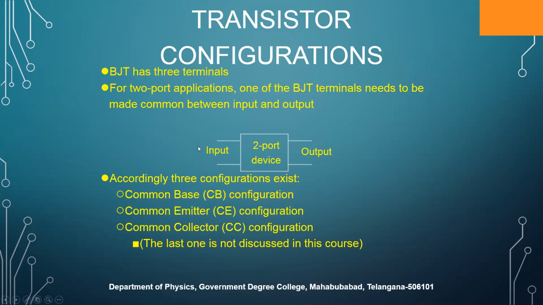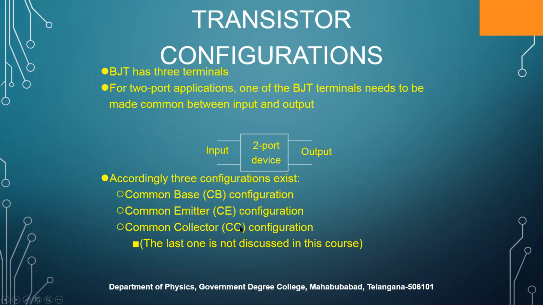We are not going to discuss the last one, because in the common collector configuration, voltage gain will be very, very high, but current gain will be very, very less. So if you multiply both of them, the power gain will also be less. In common base configuration, the current gain will be high and the voltage gain will be less. This we can use in some applications of the electronics industry.